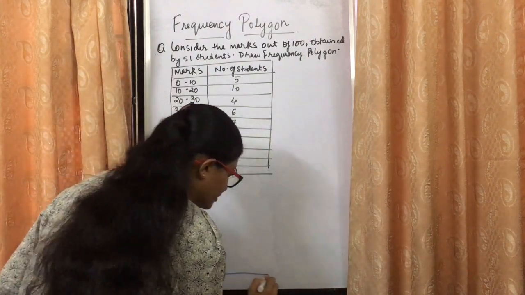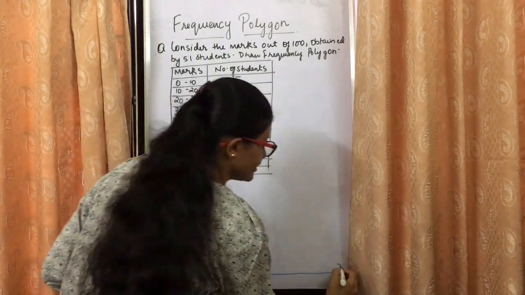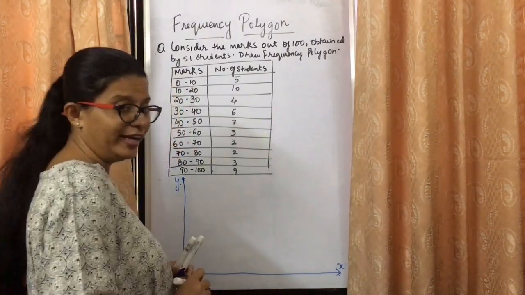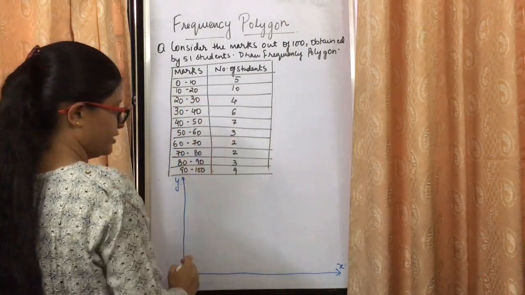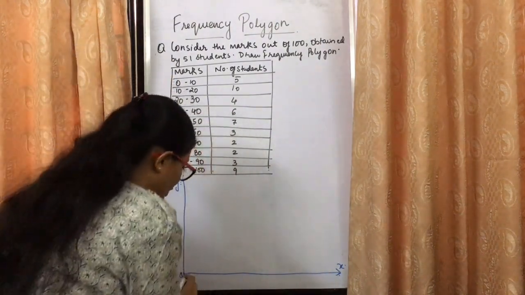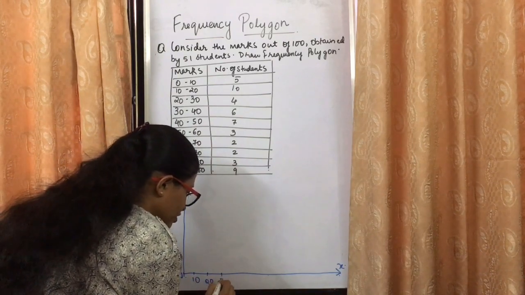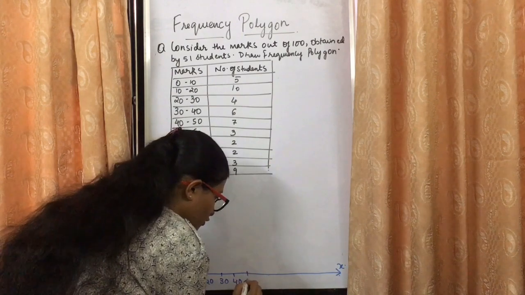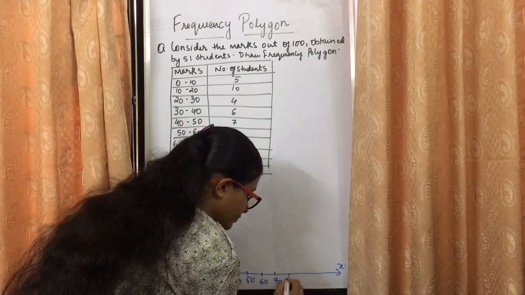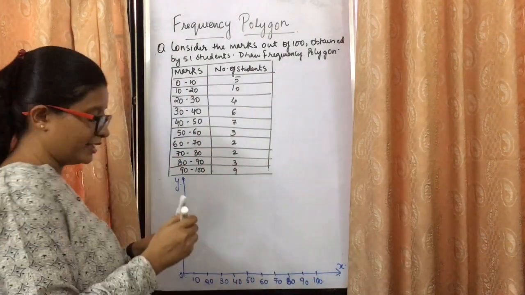I will make the histogram here. So this is my y-axis, this is my x-axis, and this is my origin. Fine. Now what I need to see is here on x-axis I am going to plot the marks, 0 to 100. So I will start with 0, 10, 20, 30, 40, 50, 60, 70, 80, 90 and 100. So these are the marks.